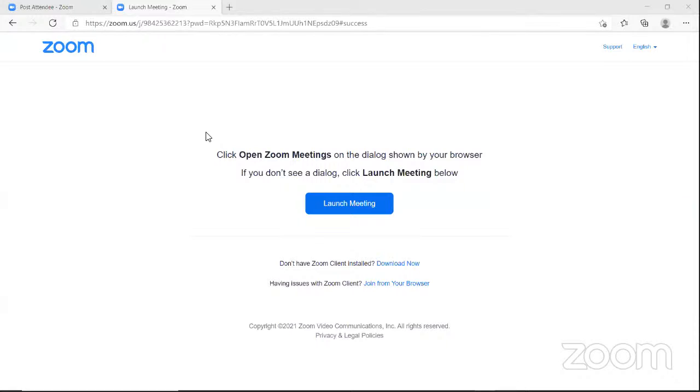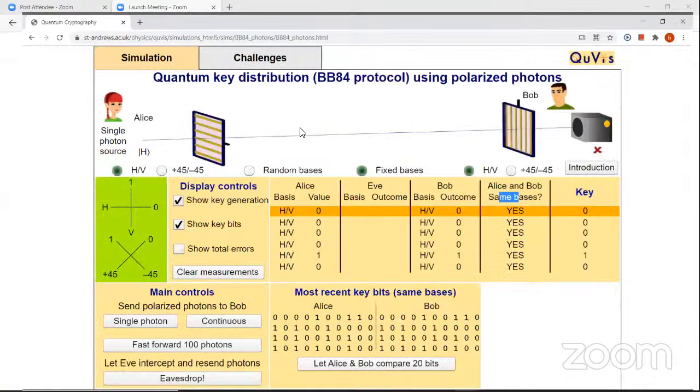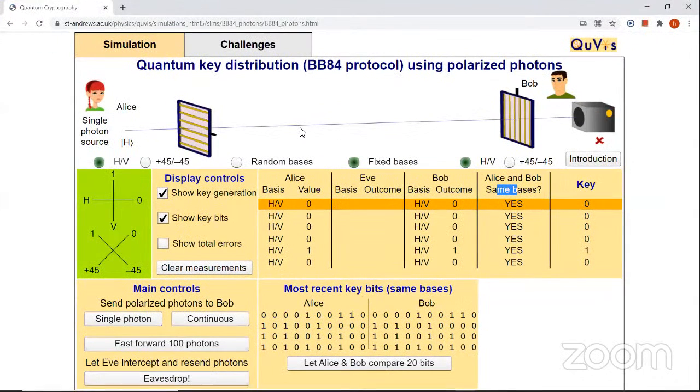Are you able to see my screen now? Yes, sir. Browser also? Browser window also? Yes, sir. It's all clear, perfectly visible right now. Okay, so I don't know why it happened.